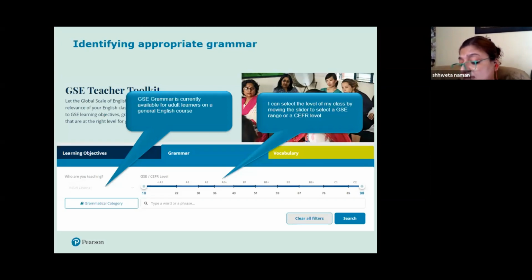So overall, it is designed to support the curriculum and design courseware and assessment for the teachers and learners.